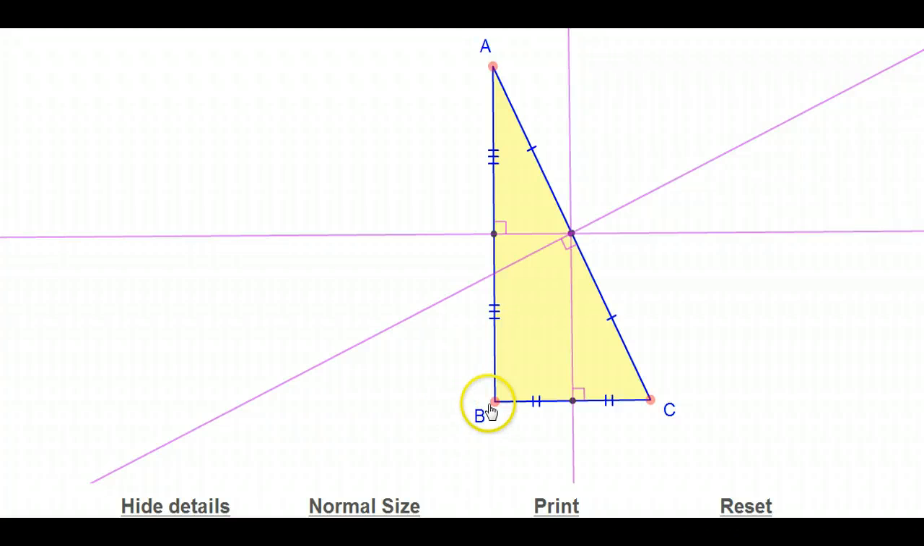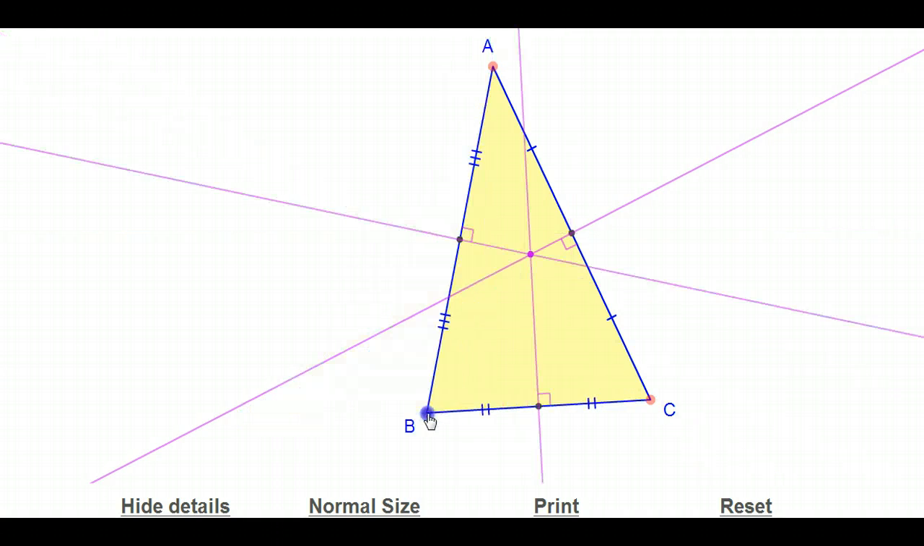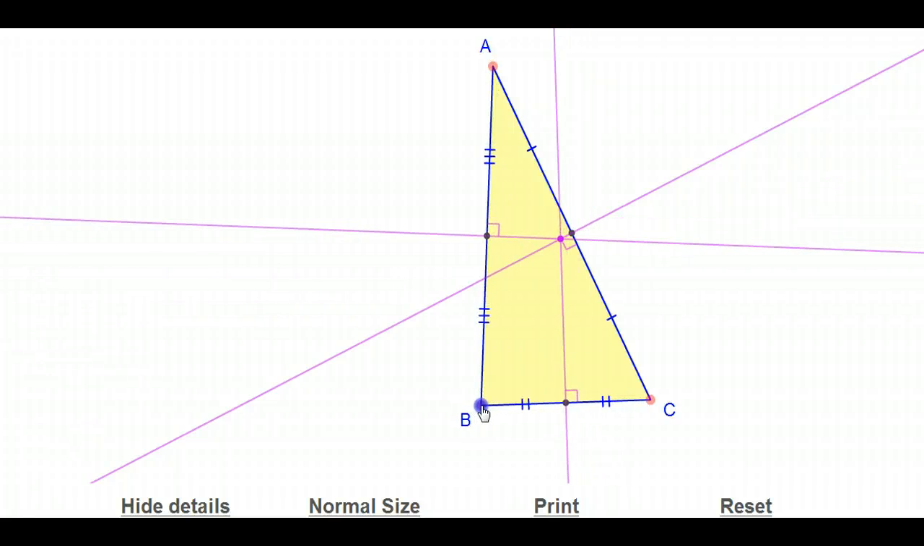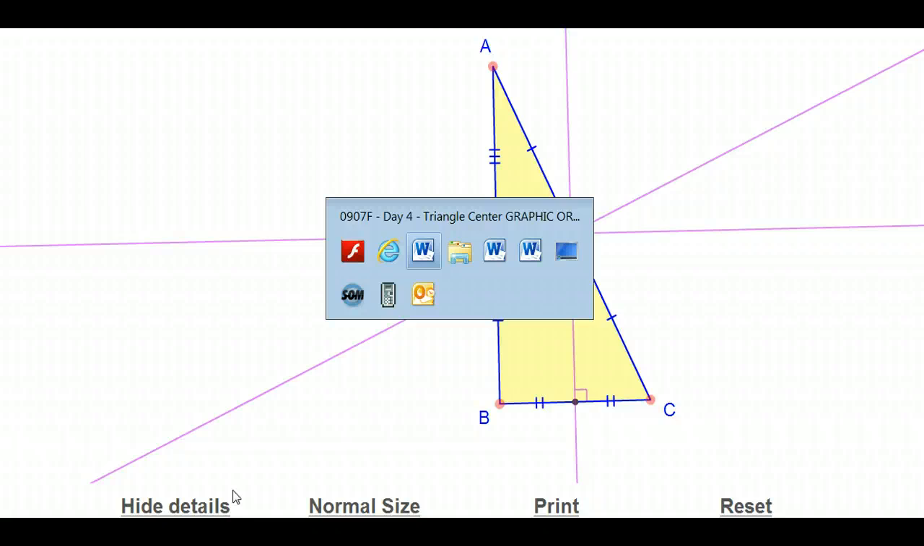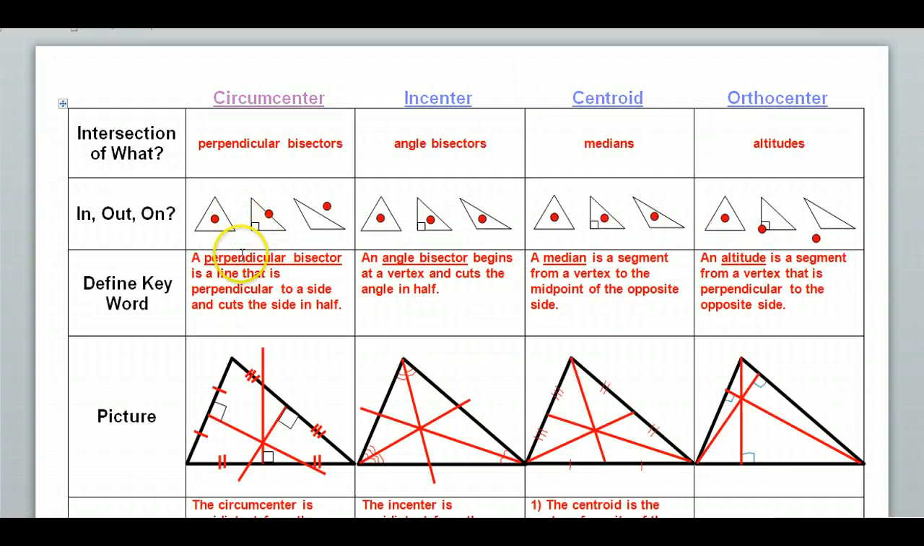So, just to review, when it was an acute triangle, it was inside. When it was an obtuse triangle, it was outside. And when it was a 90-degree right triangle, it was right on the hypotenuse. That's what I meant by these dots. This is a diagram to remind you as you're studying that whenever it's an acute triangle, it's going to be on the inside, so I put a dot on the inside. Whenever it's an obtuse triangle, like I'm showing here, the circumcenter is on the outside. And whenever it's a right triangle, the circumcenter will be right on the hypotenuse. That's what the dots mean.